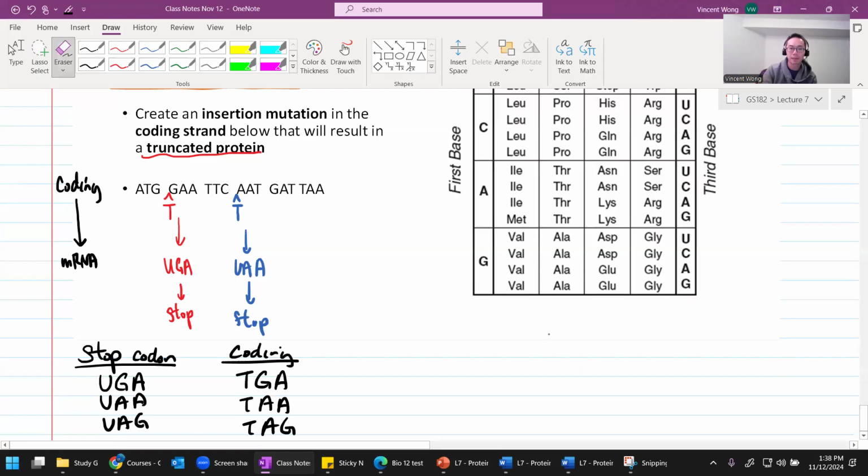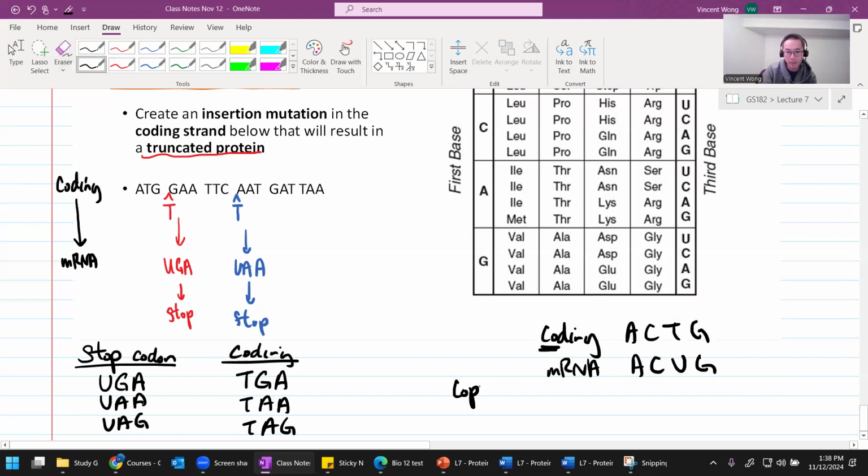Okay. If coding is A, C, T, G, the mRNA will be A, C, U, G. Okay. Because we just copy, right? Coding and copy, right? But there is no thymine on the RNA. That's why we have to change it to uracil, right? Okay. But that doesn't answer your question.